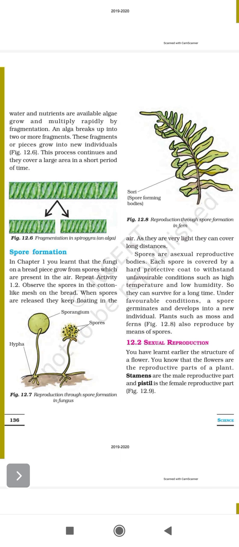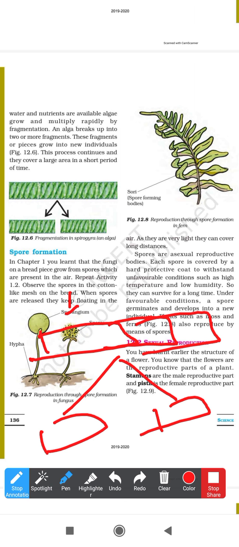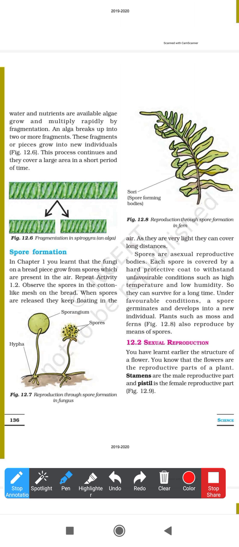And the last is spore formation. What do you mean by spore formation? You all have seen this, right? If there is bread at your place, if it is kept covered, many times the bread gets black spots on it, right? Sometimes. So these are the spores. So what are spores actually? See, on bread this type of structure will grow. It is called hyphae. From hyphae, the sporangium will grow.